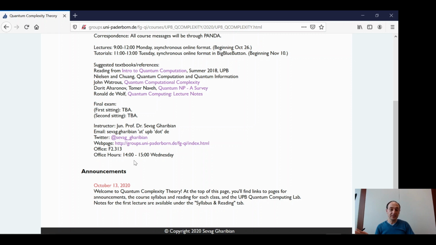My office is here, but as you know, most things are online this semester, so that's probably how things will run. But strictly speaking, I do have office hours as long as they're allowed according to the COVID guidelines on campus.